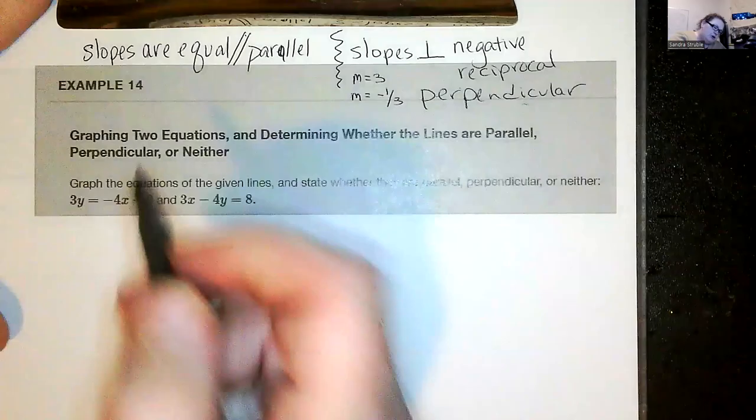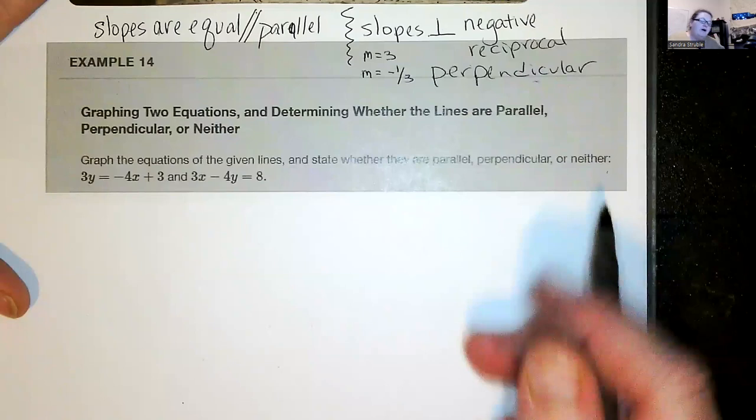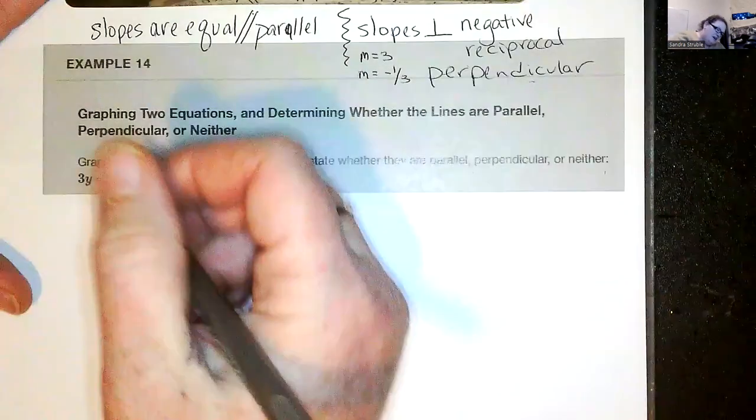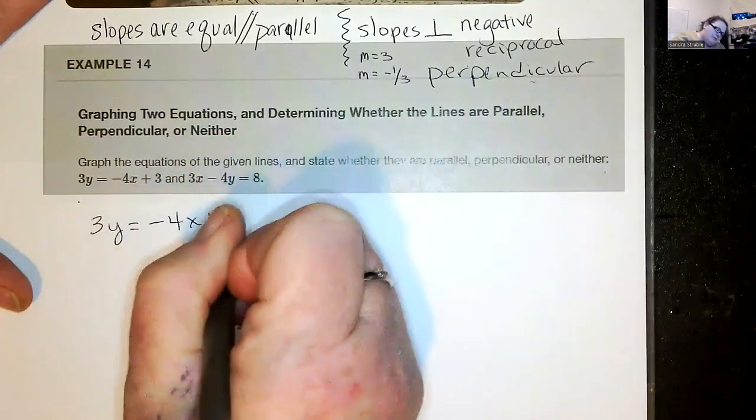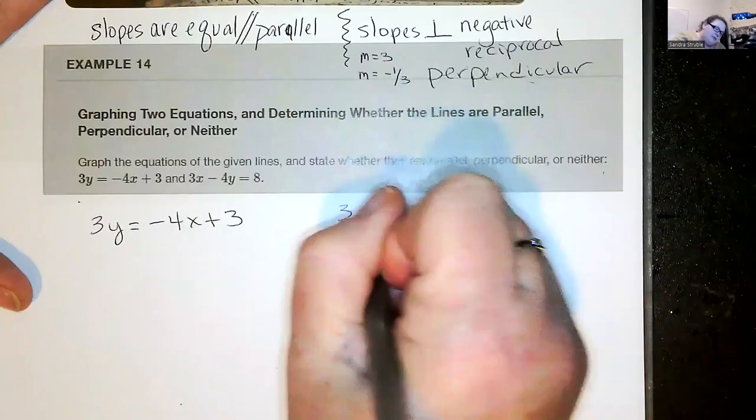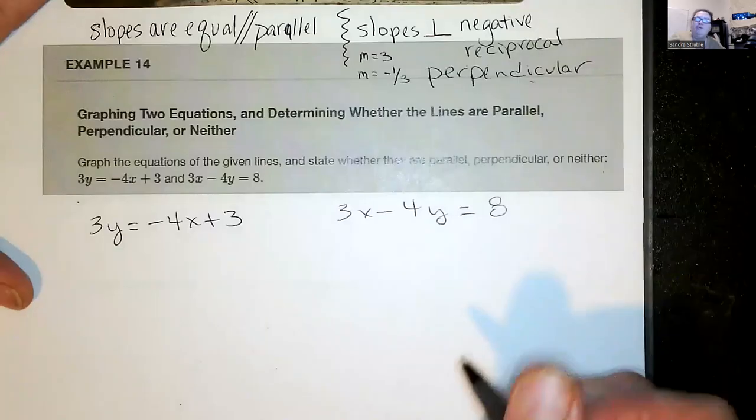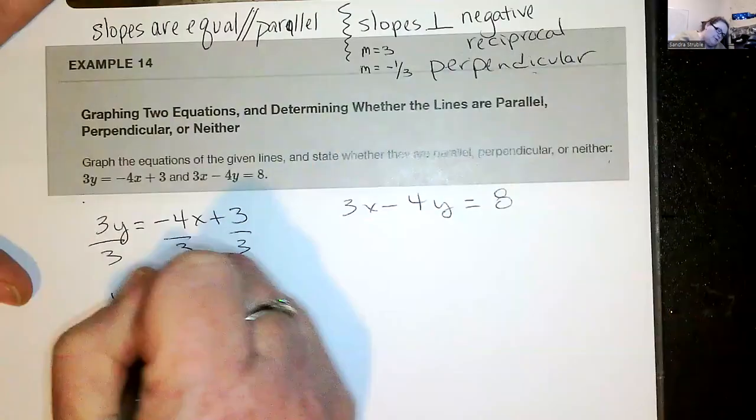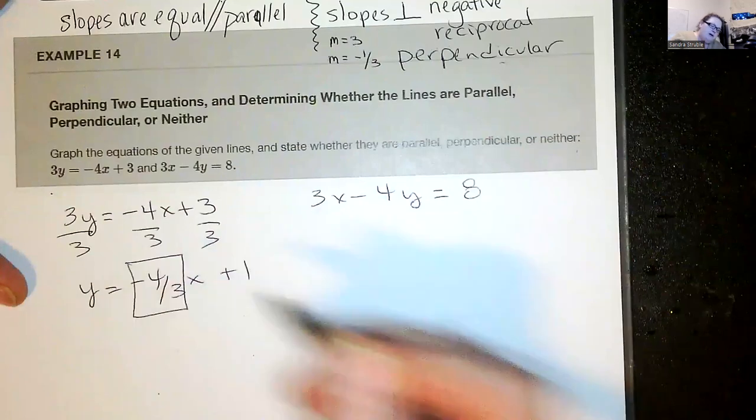All right. So graph the equations of the given lines and state whether they are parallel, perpendicular, or neither. Oh, so they just went through and graphed them. Well, that's not as much fun. I want to go through and do what we did in class and actually solve for them. So all I'm going to do is take 3y equals -4x plus 3 and 3x minus 4y equals 8. And I'm just going to solve for y for both of them. So divide by 3 for this one. y equals -4/3 x plus 1. The only thing I care about here is the slope right there.